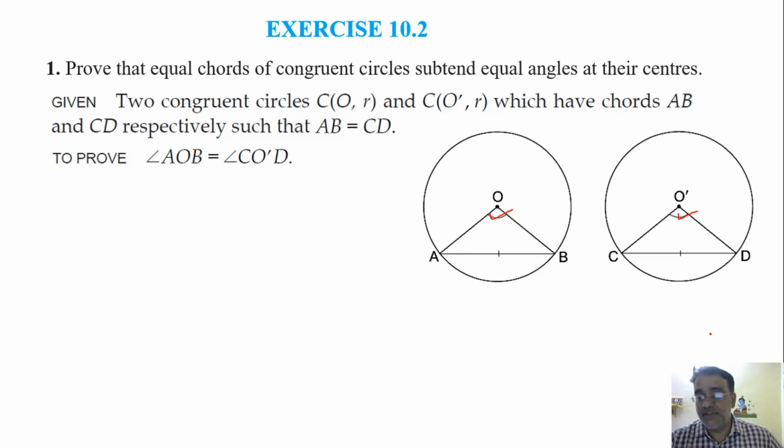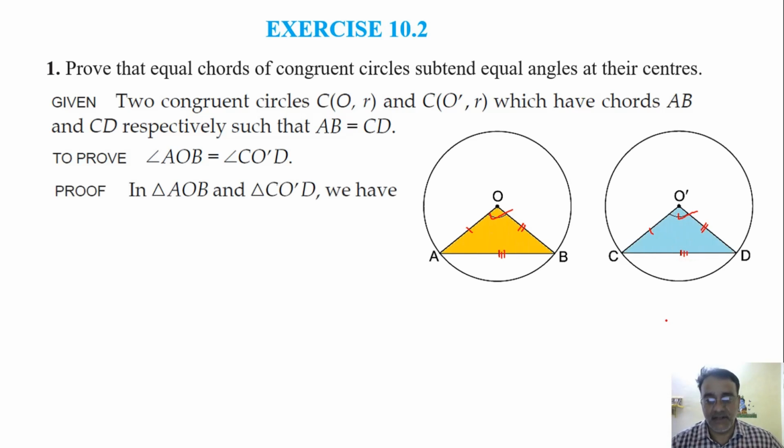Again we are going to prove these two triangles congruent. How? OA is equals to O'C. Why? Radii of the congruent circles. Very good. So OB is equals to O'D also, radii of the congruent circles, and AB is equals to CD. It is given. Right. So these two triangles are congruent.